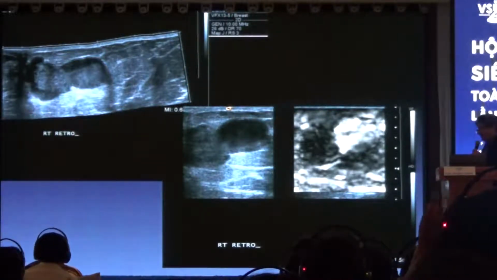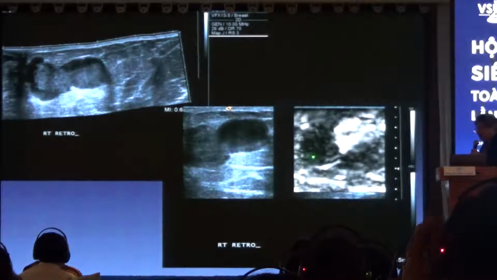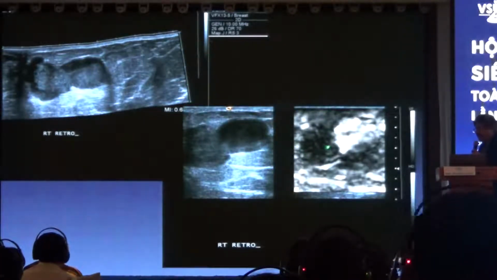And we stuck a 20 gauge or an 18 gauge needle and aspirated this, and this was old blood. This stiff area, we did a core biopsy, and this was an invasive papillary cancer. So again, using elastography to decide how you're going to do your biopsy is very helpful.